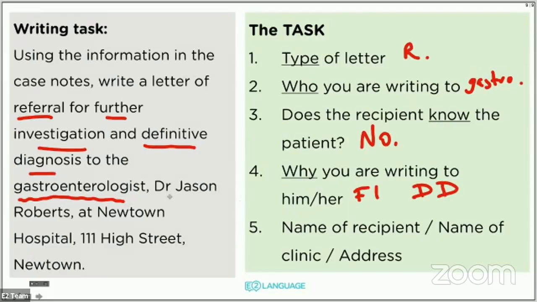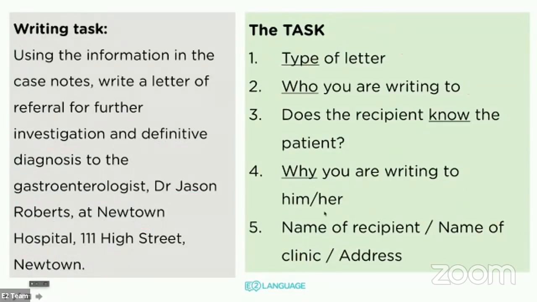Name of recipient, well, it's Dr. Jason Roberts. Cool, got that. Name of the clinic, well, it's Newtown Hospital. Cool, got that. And what's the address of the hospital? 11 High Street, Newtown. Got it. You can see so much information in this task. Let's do another one.